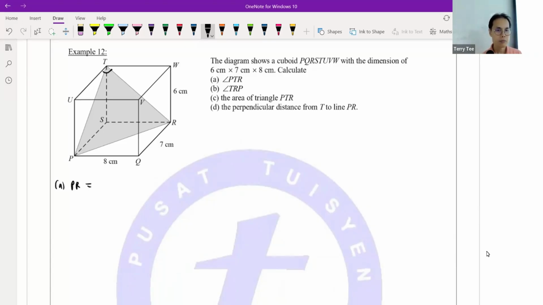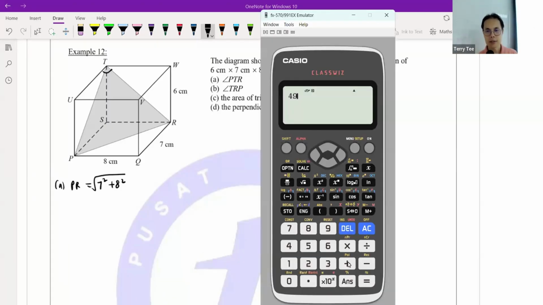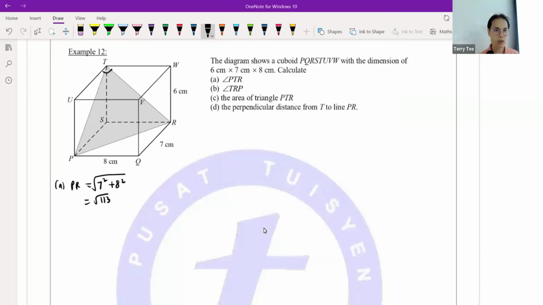PR will be the square root of 7 squared plus 8 squared. 7 squared is 49, 8 squared is 64. You should get 113. Square root of 113. Now, on this side, this is 7. This is 6.